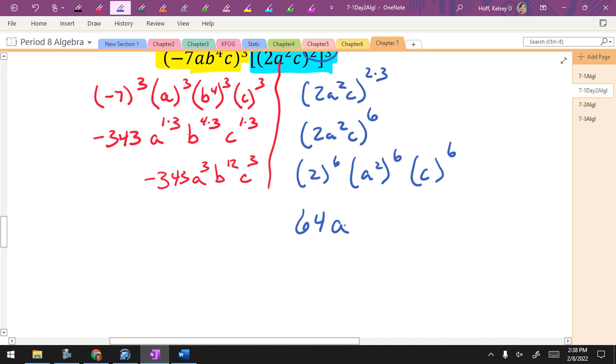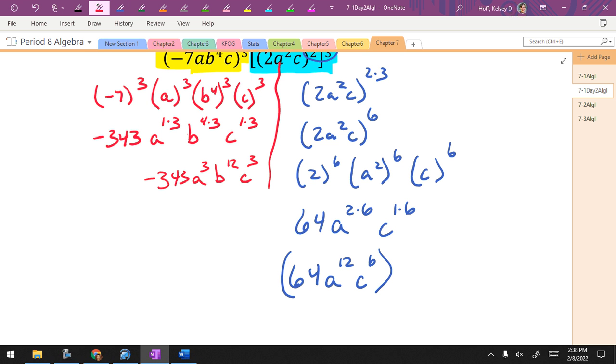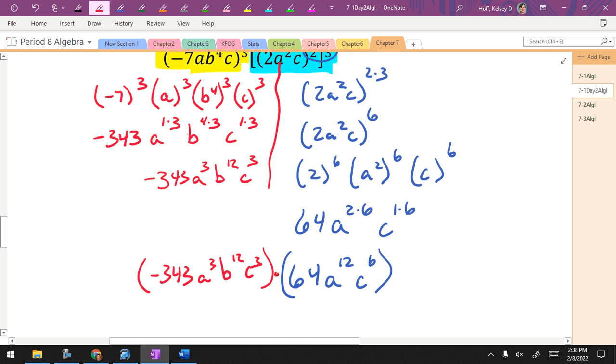64. What am I multiplying on A? 2 times 6. And on C? 1 times 6. So I end up with 64, A to the 12th, C to the 6th. Now I'm going to put that in parentheses just so I remember that's one chunk. And then I'm going to drag down my negative 343, A cubed, B to the 12th, C cubed, because those were our 2 separate pieces that we're really looking to multiply.